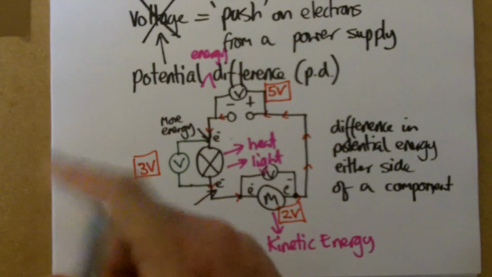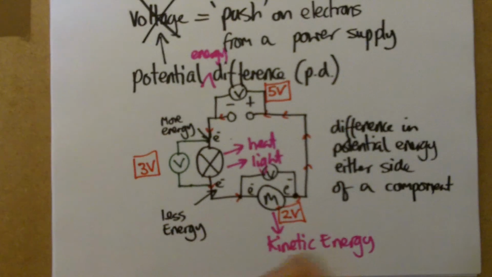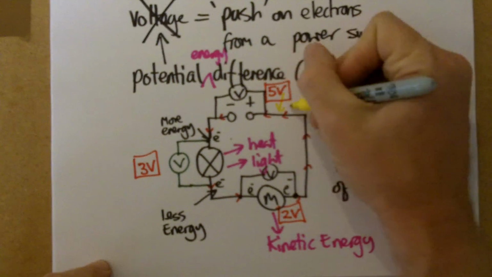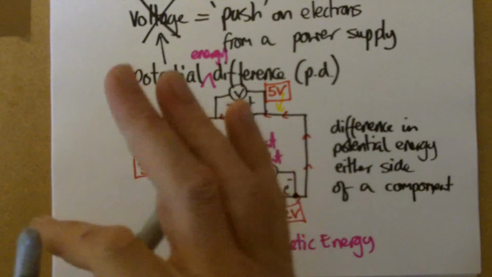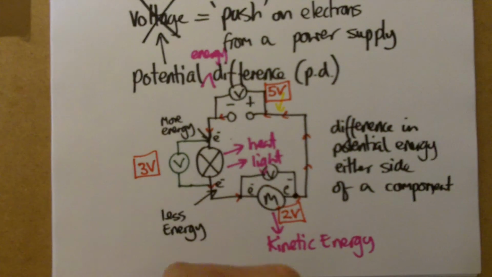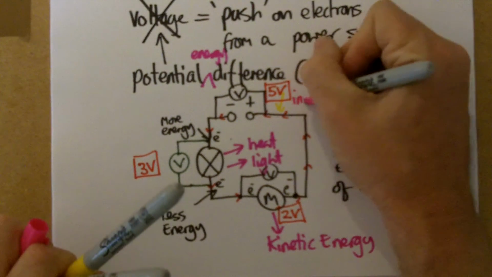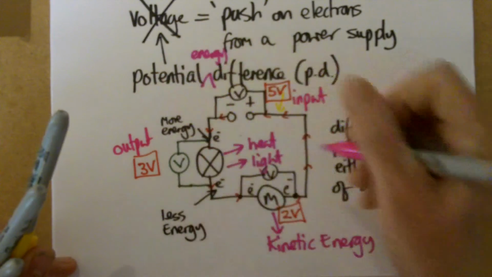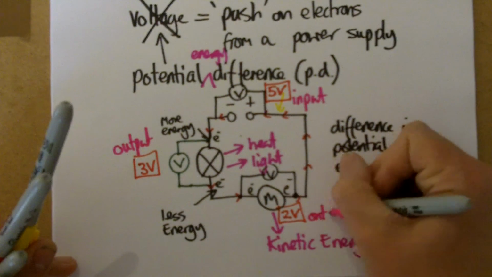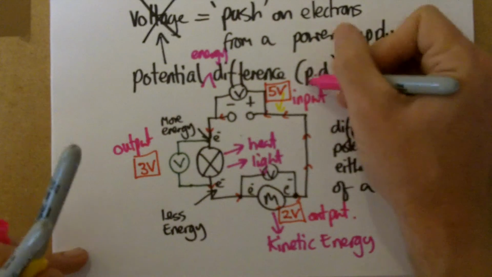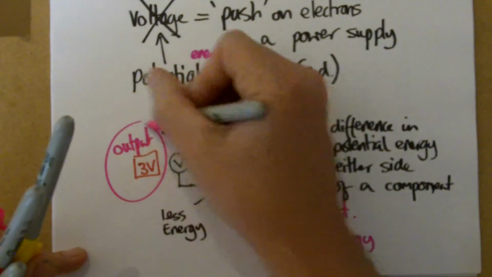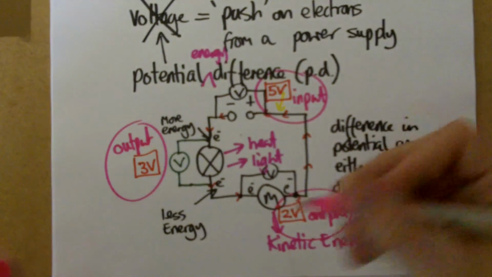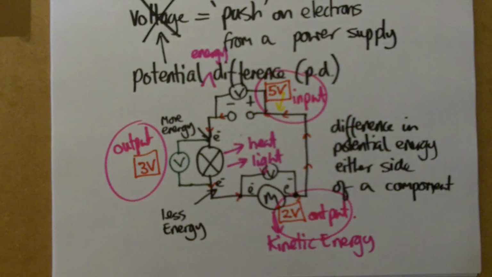So think about this idea that this is the energy input to the circuit, and then 3 volts output here, and 2 volts output here. Energy in always matches the total energy out because of the conservation of energy principle.